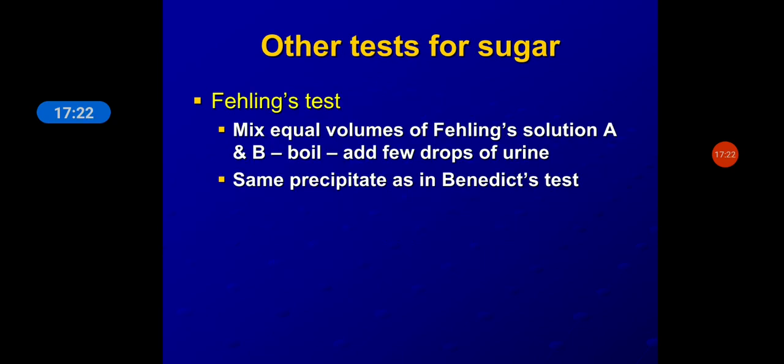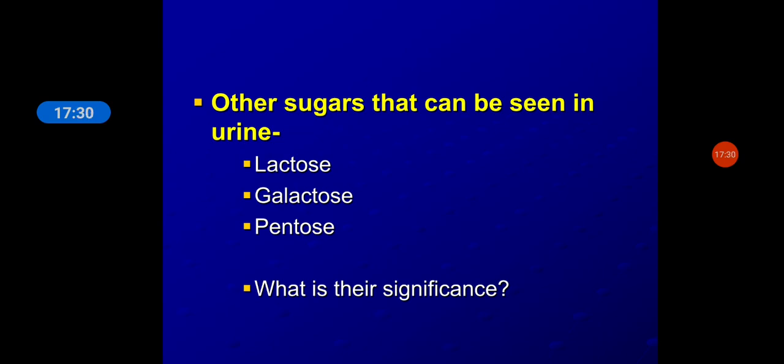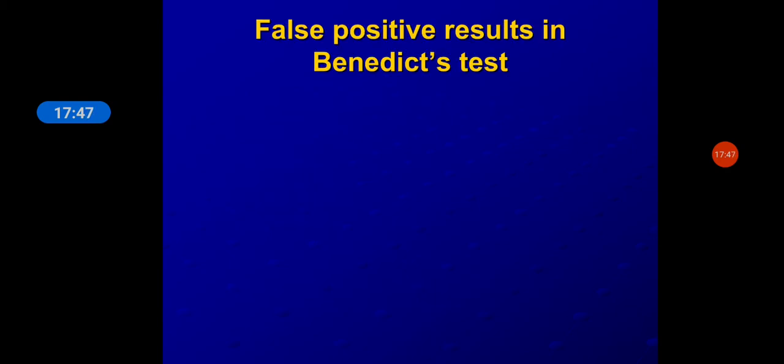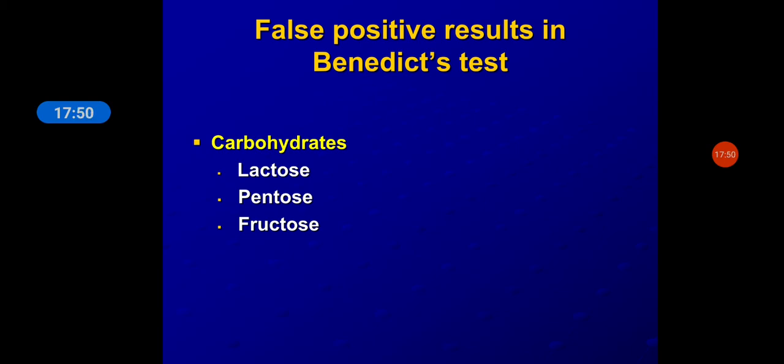Now, what are the other tests you will do for sugars? Just know these names. Fehling's test is done, and it is the same thing; it will precipitate as in Benedict's test also. What are the sugars that are present in urine? You have lactose, galactose and pentose. Their significance is to differentiate the types of sugars present in urine. Then what are the conditions where you will get a false positive test? Carbohydrates can give you a false positive test.